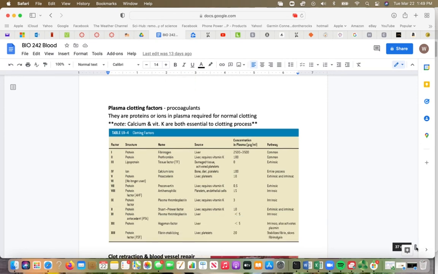So the plasma clotting factors of procoagulants are important. You need these proteins and ions in the plasma in order for normal clotting. If you don't have them, then there is the risk of hemorrhage or bleeding. So both calcium and vitamin K are essential. So this just lets you see where these different things come from.